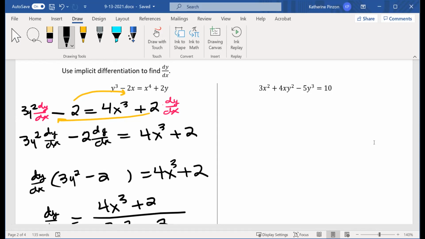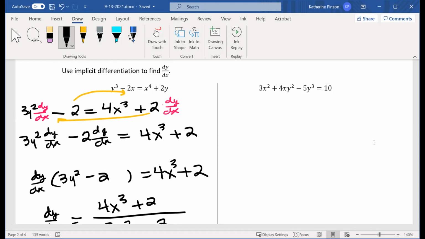Okay, let's try it again. 3x squared plus 4xy squared minus 5y cubed equals 10. Does the square just go to the 4xy? Or is it 4xy squared?